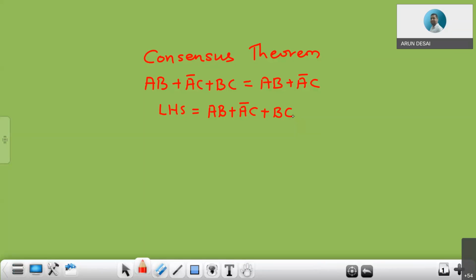I'll give you 2 minutes. Just try to solve this.